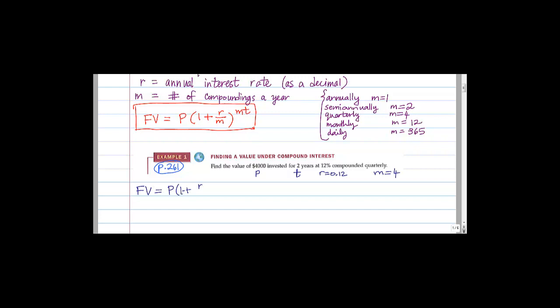I always like to write out the formula in variables first, and then go ahead and plug. So that is $4,000 times 1 plus r, where r is 0.12 divided by m, which is 4, raised to m times t, which is 4 times 2. So 0.12 divided by 4, you can do in your head, or plug this whole thing into the calculator. 12 divided by 4 is 3, plus 1 is going to be 1.03 raised to the 8th power.